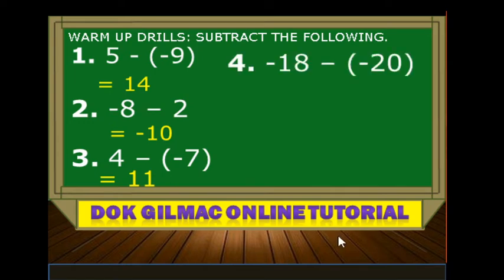Number 4, negative 18 minus negative 20. Yes, it's equal to 2. Why? Because negative 18 minus negative 20 is the same as negative 18 plus 20. Take note, the absolute value of positive 20 is greater than the absolute value of negative 18. That's why it's positive. Number 5, negative 16 minus 3.